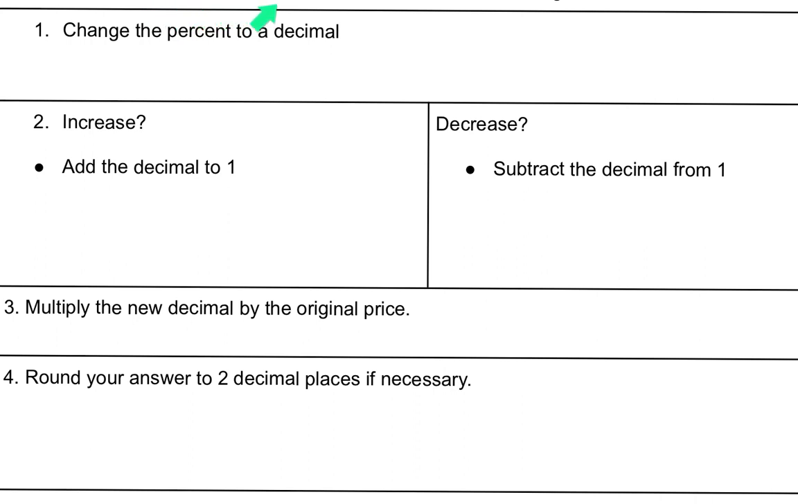Jeremiah wants to buy a phone that costs $895. It's on sale right now for 20% off. So the first thing we do is we want all of our percentages to be decimals. So we're going to take our 20%, change it to a decimal by dividing by 100, which is 0.2.